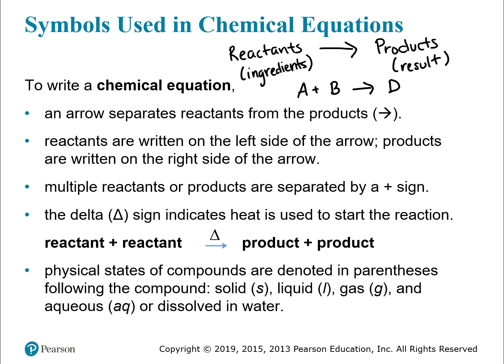You have to add some heat. The physical states of compounds are denoted in parentheses following each compound. So you need to let the reader know, is this a solid, liquid, gas, or aqueous? Aqueous just means dissolved in water. So all of that information needs to make it into the chemical equation.